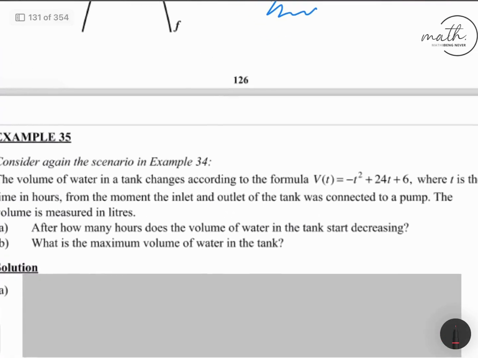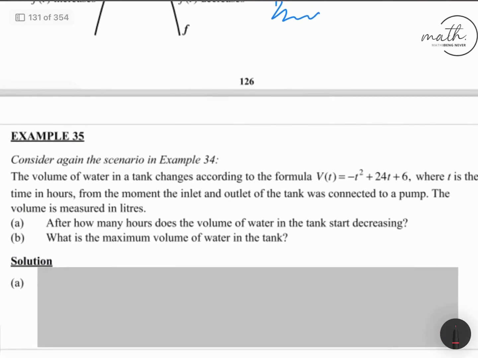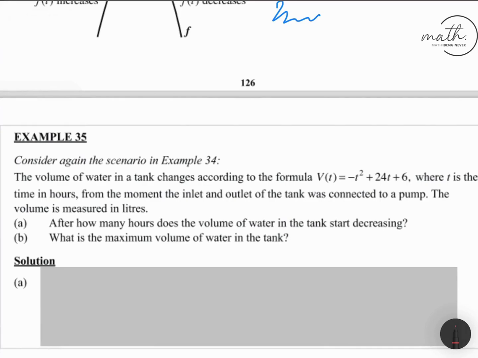Okay, let's look at this one. So this one is asking us, consider again the scenario in example 34, the previous example. The volume of water in the tank, again, you're still having this formula. Now, question. Can read the statement. After how many hours does the volume of the water start decreasing?